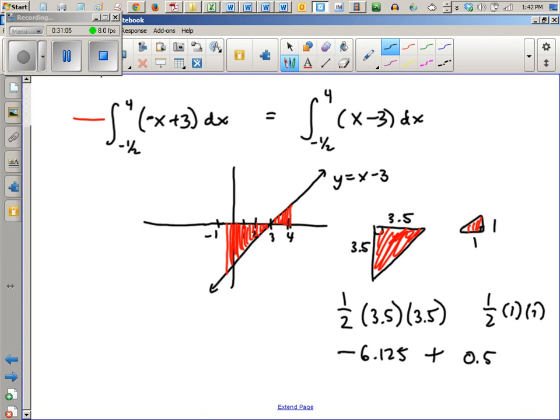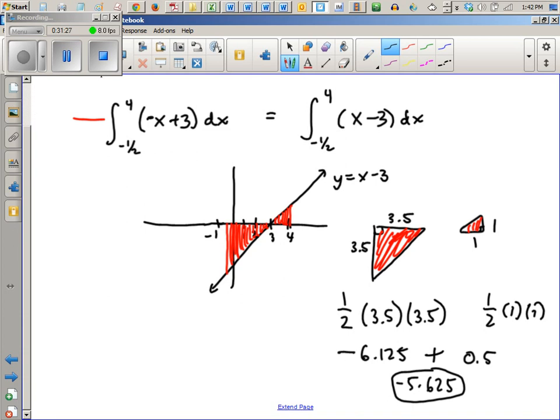Okay, so I'm going to use a calculator for this because I can't do this in my head for some reason anymore. Negative 5.625 is the net signed area. And that's the answer. And you have buttons on your calculator that could solve this for you. If you type this question as is, it would give you this answer. So it'll be really easy to check your work.